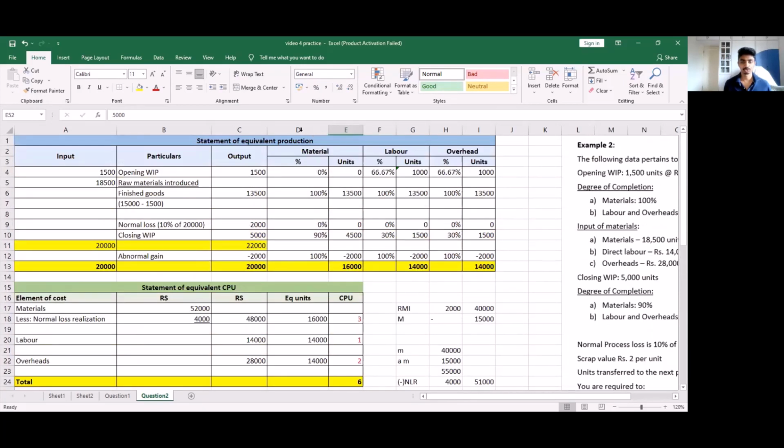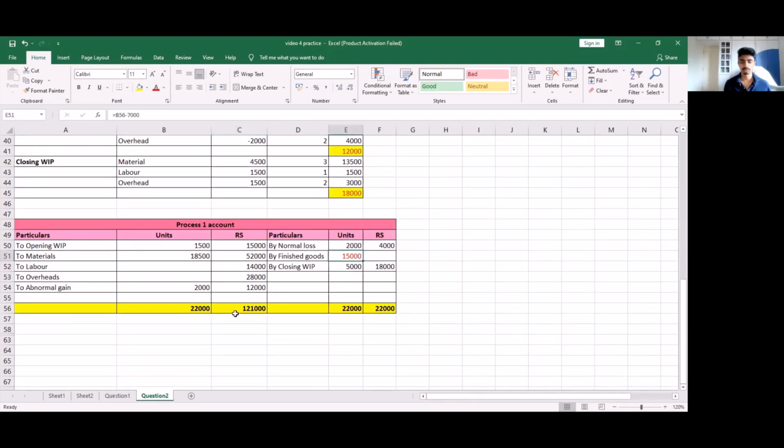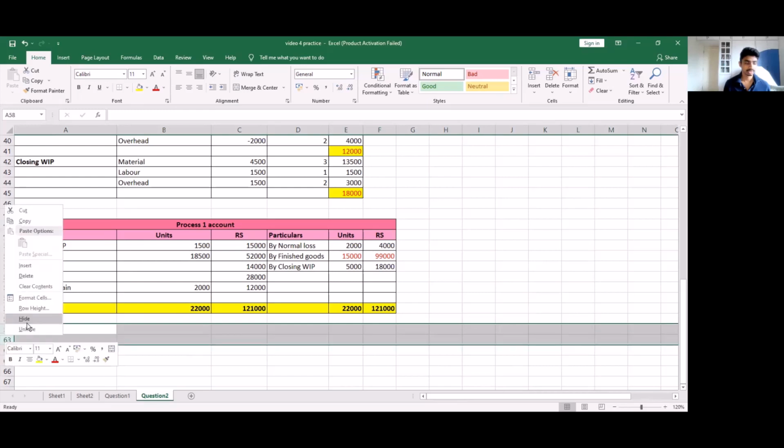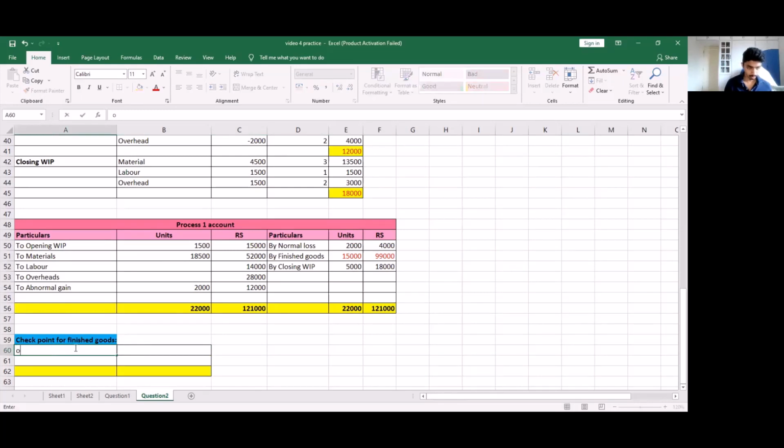So if you look at our statement of equivalent production, our finished goods is 13,500 plus our opening work in progress also goes on to become our finished goods. So both of these together are our total finished goods. So 13,500 plus 1,500 is 15,000, and that is what we have here in our process account. And as for the amount, we have 1,21,000 minus 22,000, which gives us 99,000. Let's check if this is right. We have our checkpoint to find if what we did so far is right. So first, we take our opening work in progress.